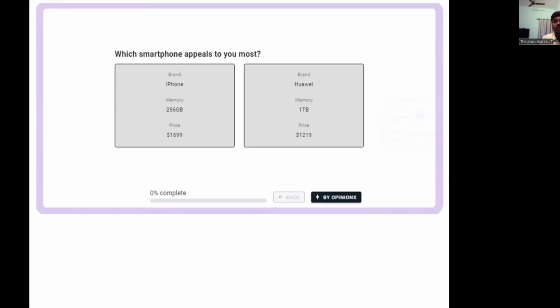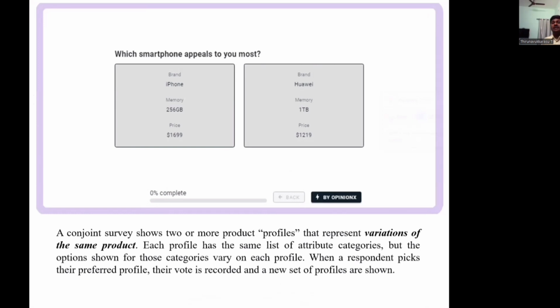If you add another attribute, camera quality, again I may go with iPhone, because two attributes are influencing me. One is the brand, which is iPhone, and another one is the camera quality. These two factors influenced me to buy the iPhone mobile. So this is about conjoint analysis.